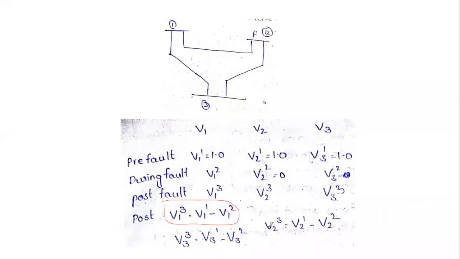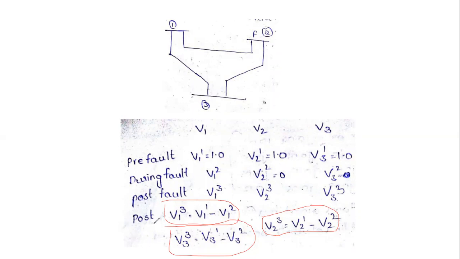Similarly we can write the equations for the other buses. V2 cube, the voltage at bus 2 for post-fault condition, is equal to the voltage at bus 2 for pre-fault condition minus the voltage at bus 2 during the fault. Similarly, V3 cube, the voltage at bus 3 for post-fault condition, is equal to V3 dash, the voltage at bus 3 pre-fault, minus V3 square, the voltage at bus 3 during the fault.